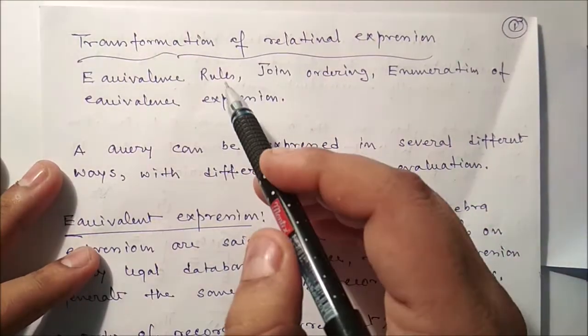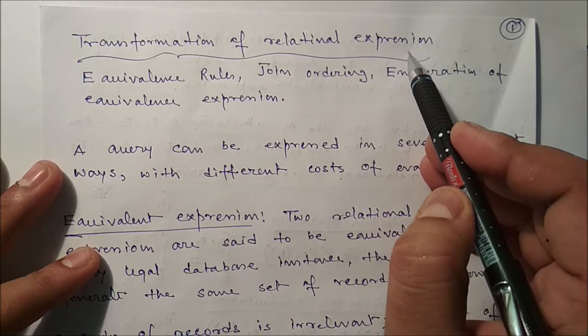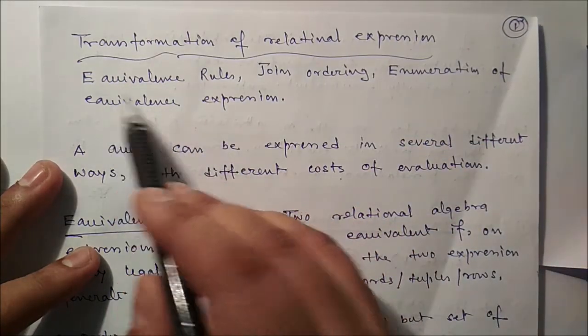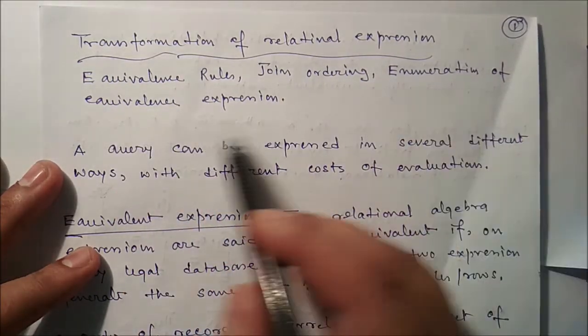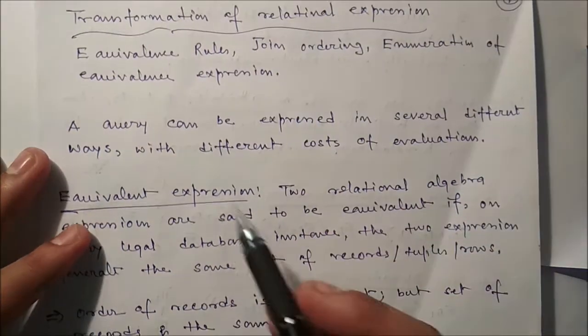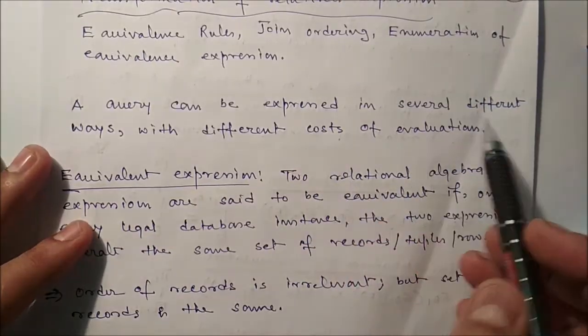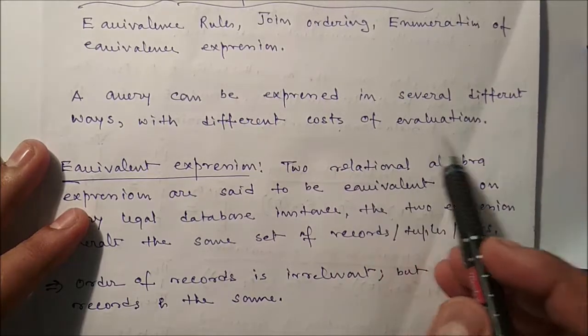Hello friends, in this video we'll talk about transformation of relational expression. So we'll talk about equivalent rules, join ordering, enumeration of equivalent expression. Now a query can be expressed in several different ways with different cost of evaluation.